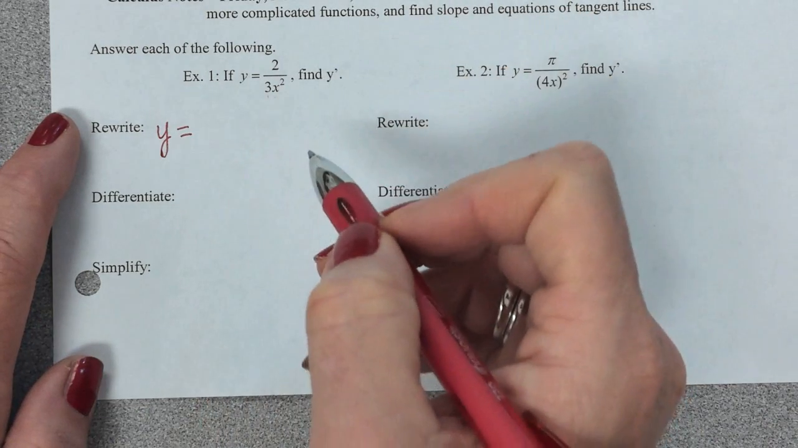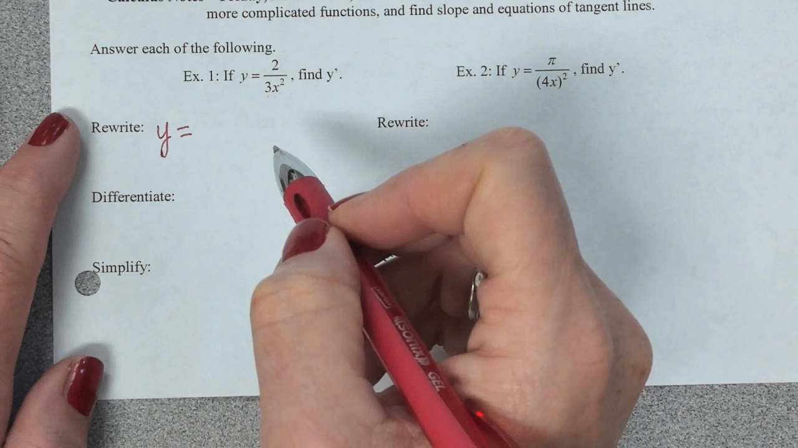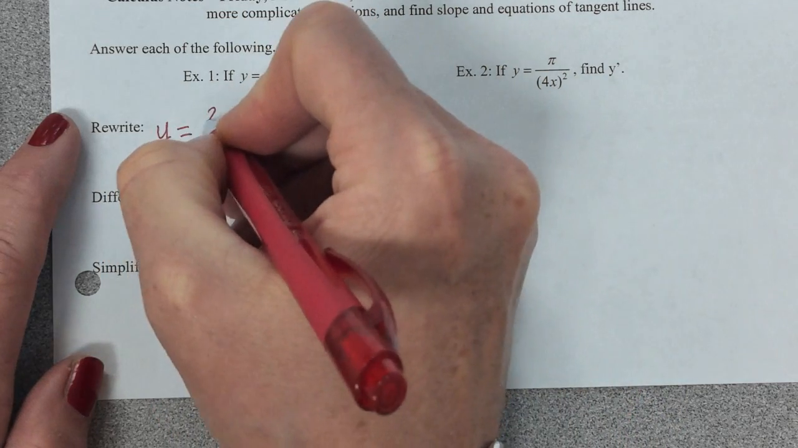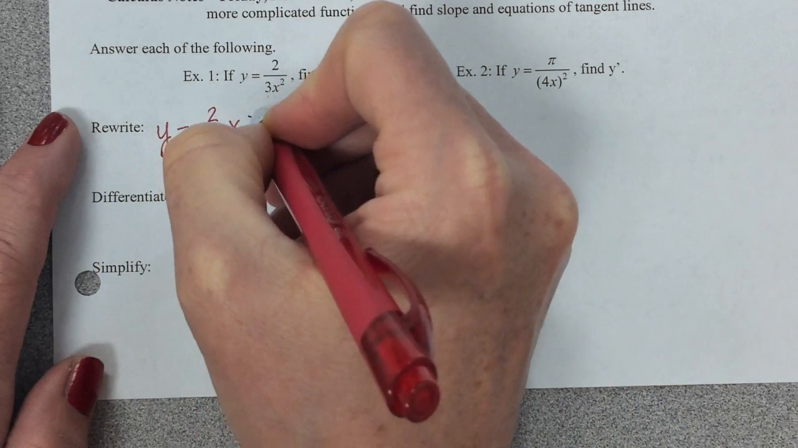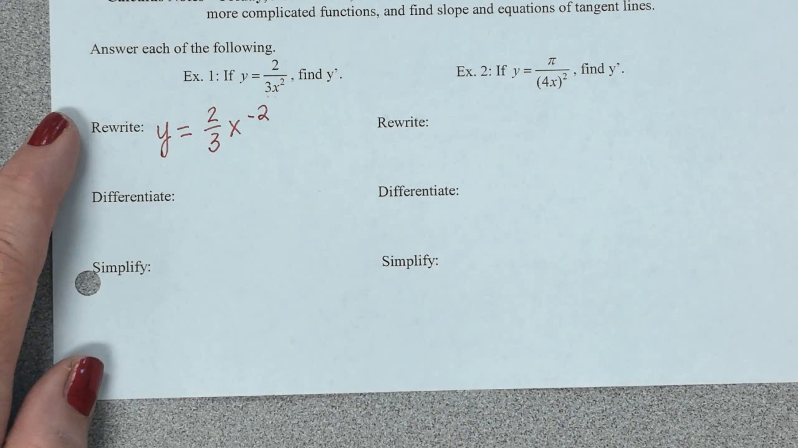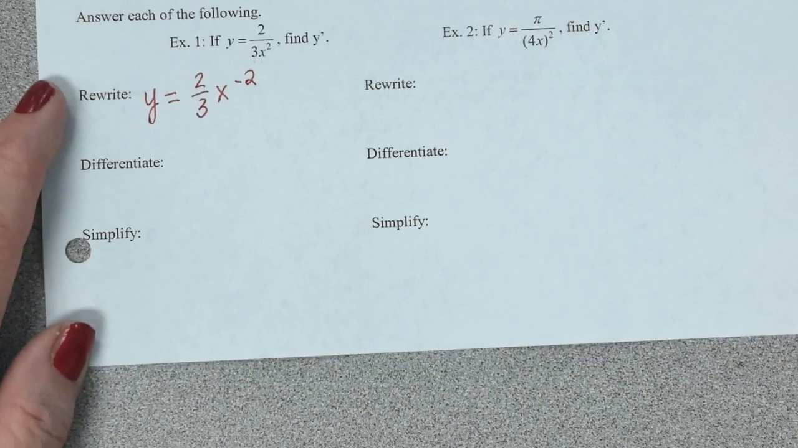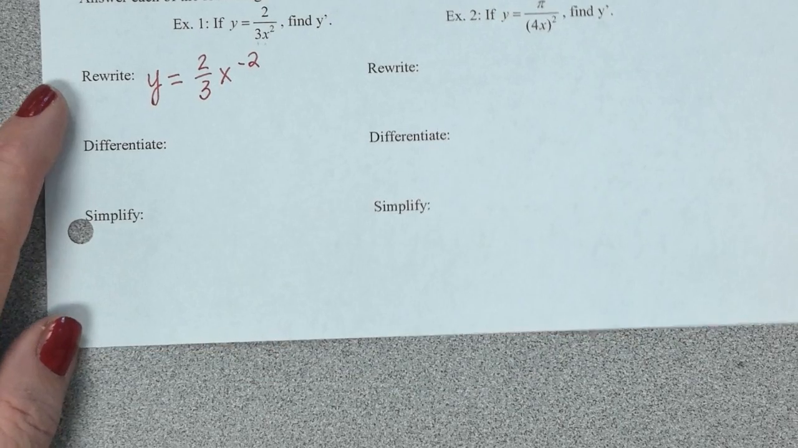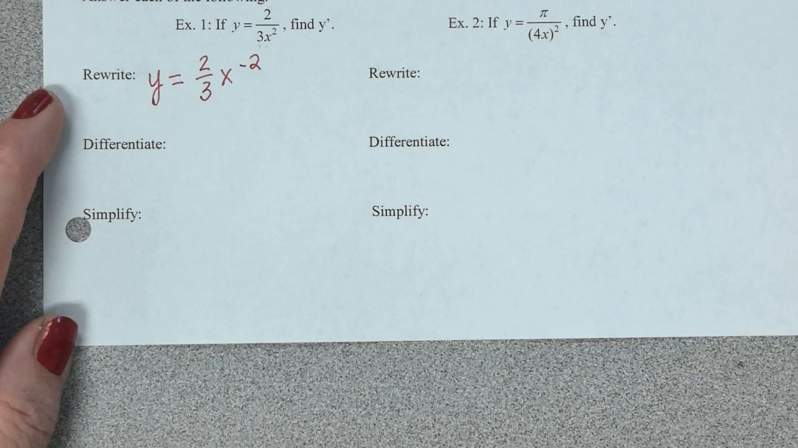Nope, just to rewrite. 2/3, yes. X to the negative 2. Very good, Dominic. That's correct. All right, so we have our rewrite. So now we are ready to take the derivative.